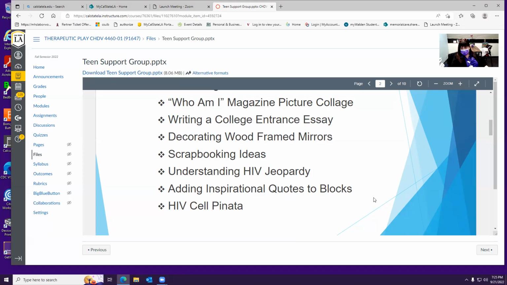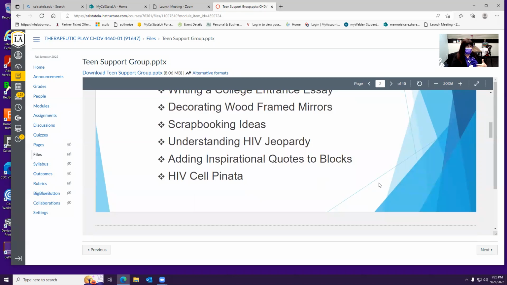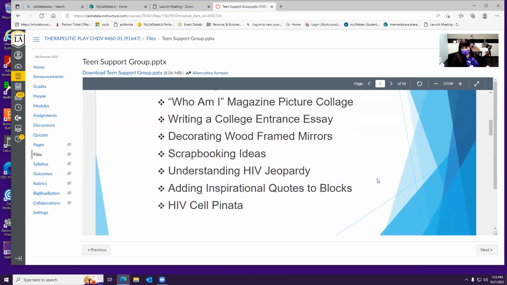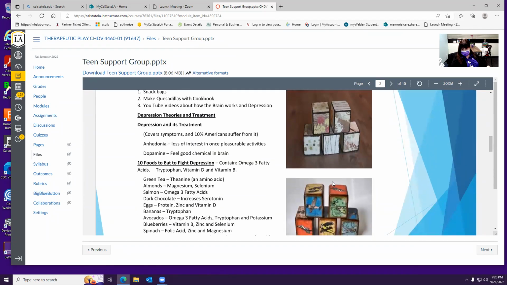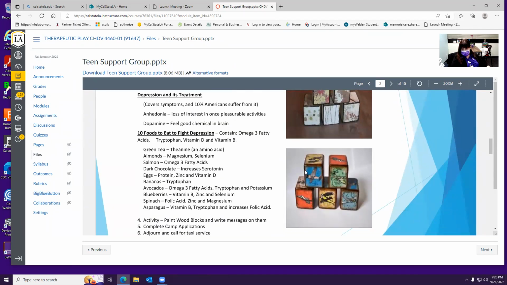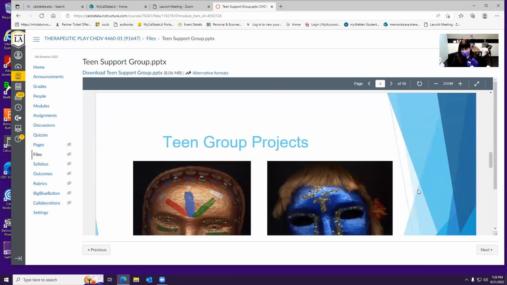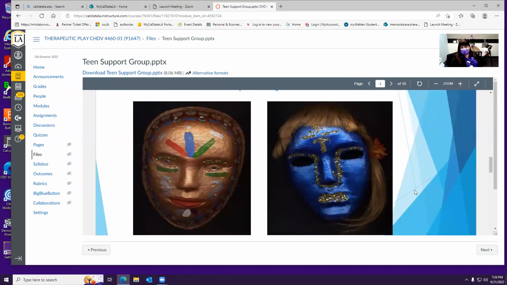of an HIV cell, and we let the group decide what they wanted to put in the piñata. And then we whacked the heck out of it, and they ultimately decided on chocolate, and that's what came out of it. So these are some of the activities that we've done. These are the wooden blocks that have been painted, and they've actually done quotes on the sides. We have done food projects. We've made quesadillas. We've made our own hummus.